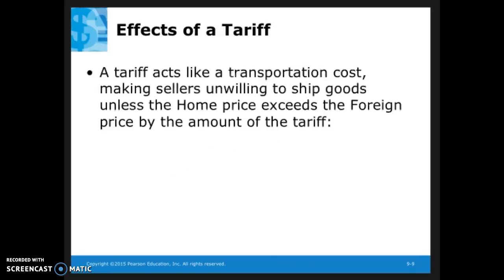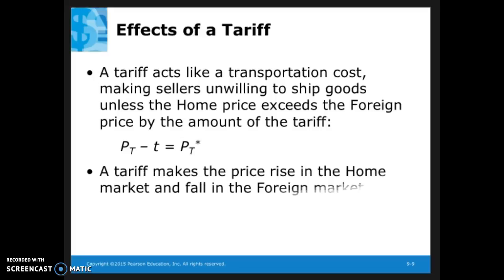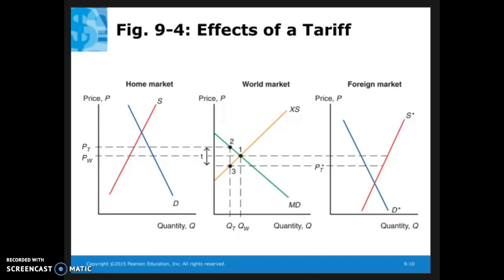So, effects of the tariff. These act like transportation costs, making sellers unwilling to ship goods unless the home price exceeds the foreign price by the amount of the tariff, where P sub T minus T equals P sub T star. This makes the price rise in the home market and fall in the foreign market.